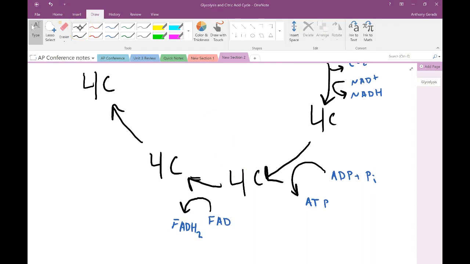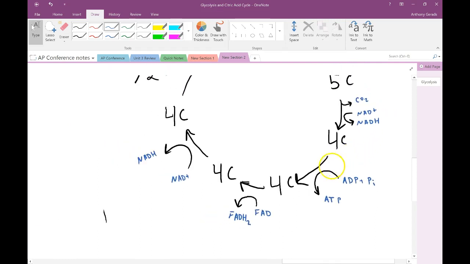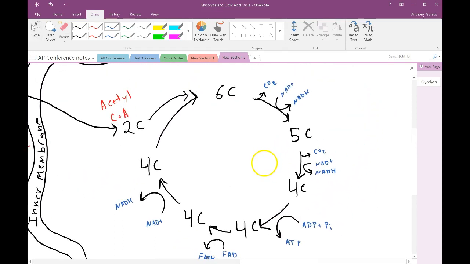All right, and then our last one right here. NAD plus comes in, and what do you think comes off? NADH comes off. And in the end, you're left with this nice little beautiful cycle.